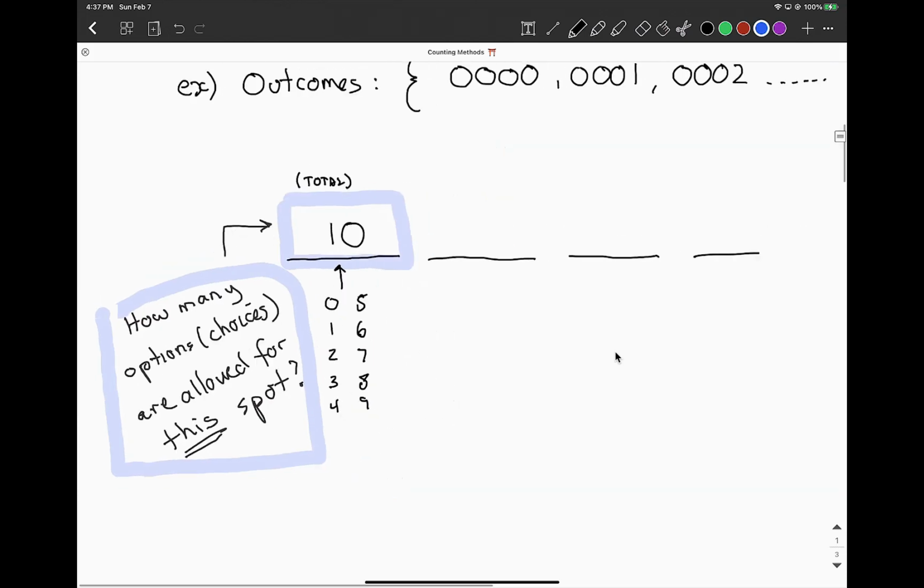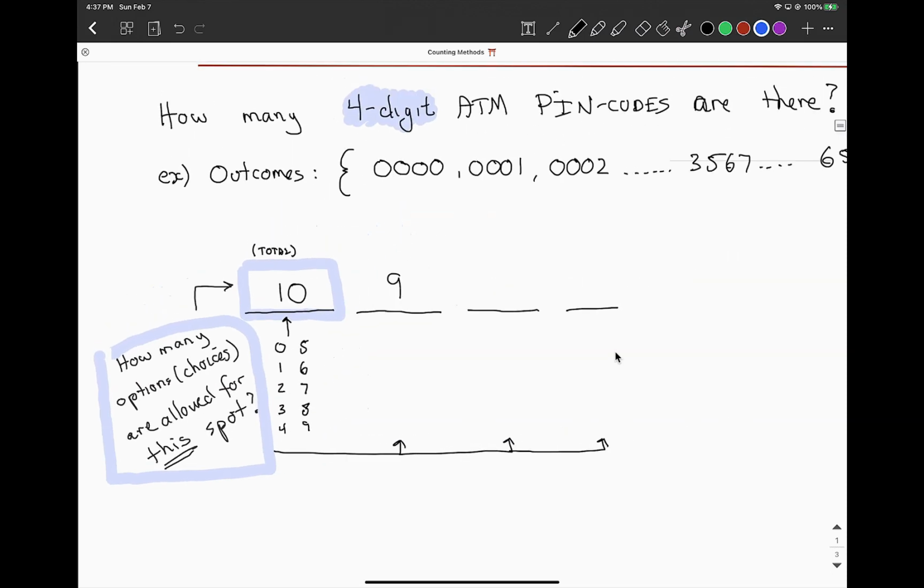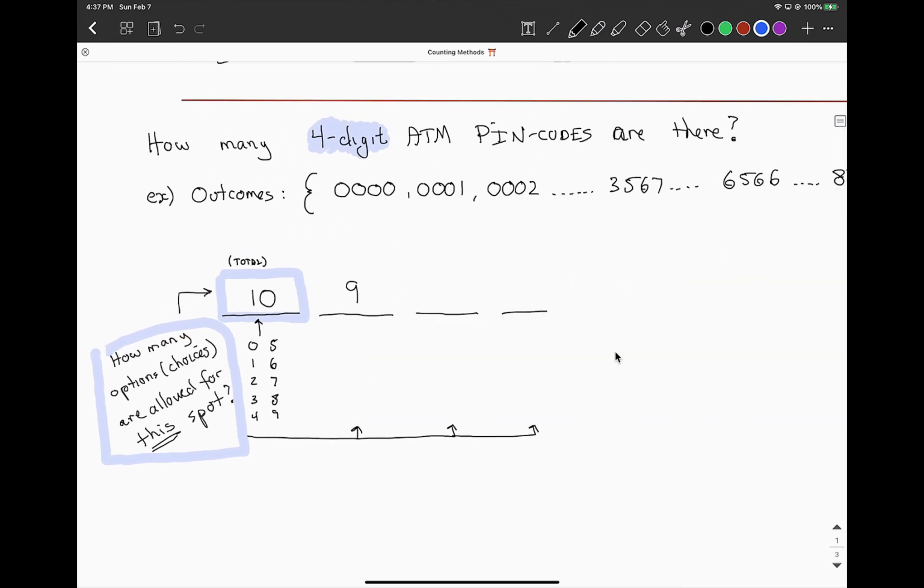And then I would ask that question again and again and again. Now I'm not down to 9 options, because as you can see, it doesn't matter if you pick the same number twice. I mean, this literally could be someone's PIN number, 0000 or 6666. This depends. There's no rules on PIN numbers. This gives us many more options.